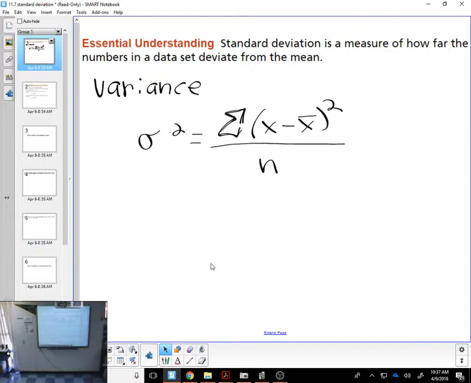Whenever we do statistics, they're going to ask you questions about variance and what is the variance and how do you get variance and blah blah blah. But we don't really care about variance in statistics. What we really do care about is a thing called standard deviation. And here's the symbol for standard deviation. The symbol for standard deviation is sigma by itself.